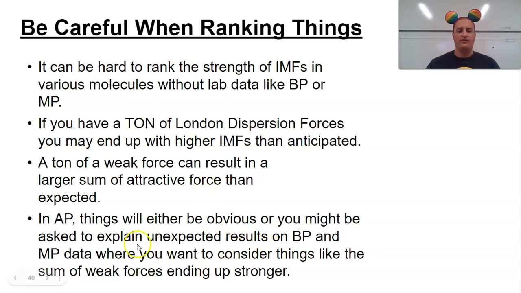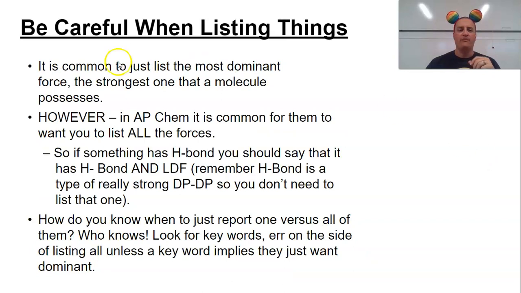It'll be more obvious with things like unexpected results, where you want to consider things strong but weak ones end up being small, and weak forces end up being stronger. So there's generally a guideline or an area that they want to focus on. It's common to just list the most dominant. However, it's common for them to want you to list all the forces. So if it's got hydrogen bonding, remember it also has LDF. And with dipole-dipole, that's already been taken as the higher one. But remember, it always has LDF.